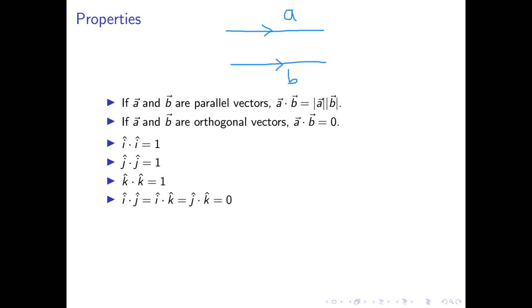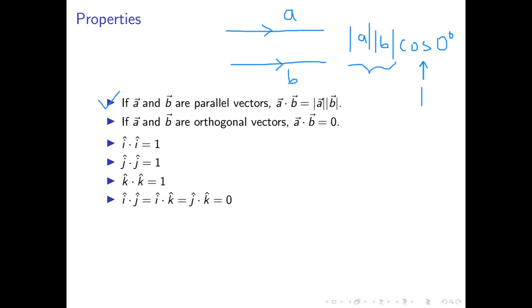Then you have the magnitude of A and the magnitude of B from the formula, cos 0. What is cos 0? Cos 0 degrees is 1. Since this is 1, then we're going to be left with the magnitude of A times the magnitude of B. That is for parallel vectors. So we have been able to show this.